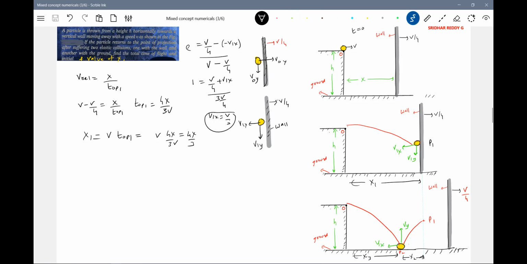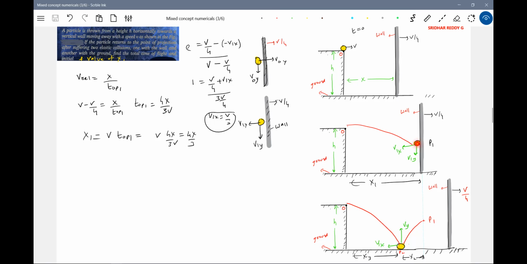So I'll directly get into it. Do we know TOP1? 4x by 3v. Do we know TP1, P2? P2O, the time taken to move from P1, P2 to P2O. I think it should cover the distance x1 only, no? With a speed how much? With a speed v1x. Don't go for any calculation.